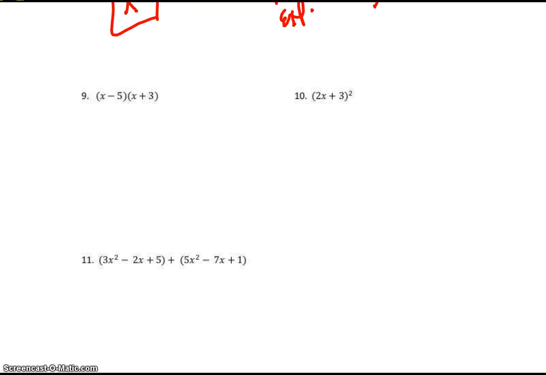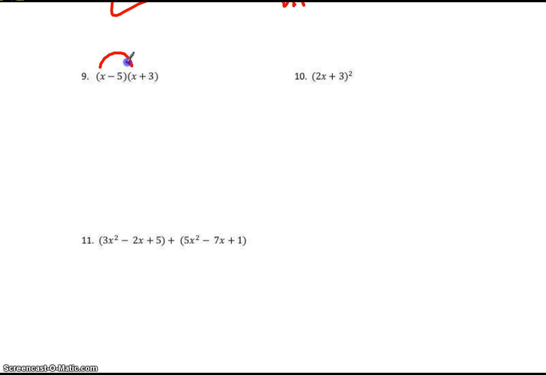Number 9, you are distributing. You've got to take your x and multiply it times everything in the second one. X times x is x squared. X times 3 is a positive 3x, so plus 3x. Then you distribute your negative 5 to everything in the other one. So negative 5 times x is minus 5x. And negative 5 times 3 is negative 15.